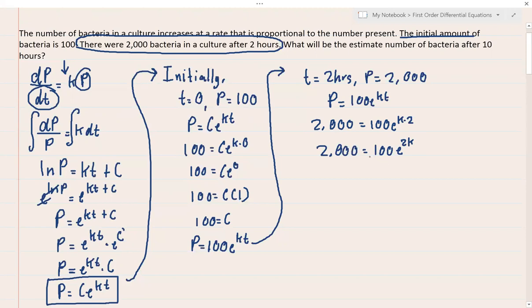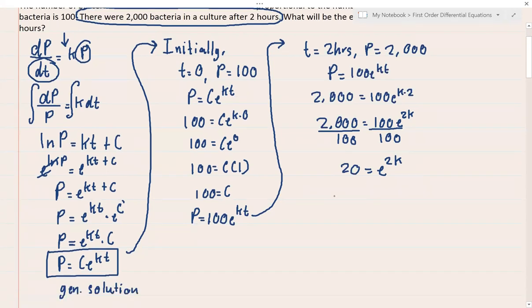Then, we can simplify it by dividing both sides by 100. So what happens if you divide both sides by 100? So if you're going to divide both sides by 100, magiging 20 is equal to E raised to 2K. Ayan, nakasimplify na siya. So ngayon, we can find your K. Madali na to. We can now find your K. So here, we will apply natural logarithmic function on both sides. So magiging ln of 20 is equal to ln of E raised to 2K.